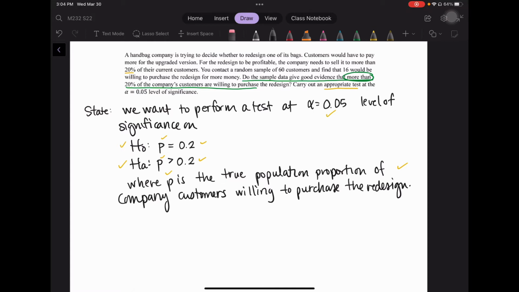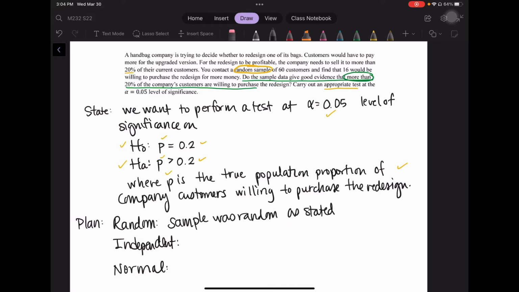Now we can move on to the plan where we check our conditions. Checking your conditions for a hypothesis test are going to be similar to checking for a confidence interval. If you're dealing with proportions, we talk about random, we talk about independent, and we talk about normal. First of all, is the random sample? Yes, you contact a random sample of 60 customers. So the sample was random as stated.